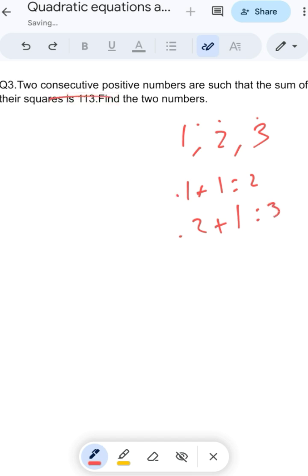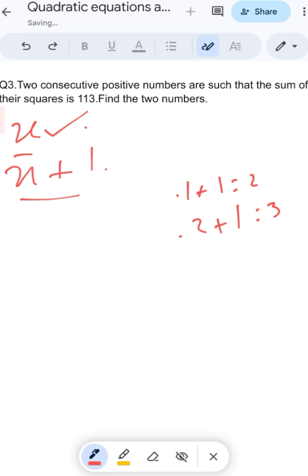Okay, so let's start with the question now. The question says two consecutive positive numbers, they are such that the sum of their squares is 113. The first number is going to be considered as your x. What is going to be your second number? Of course, x plus 1. Because after we add 1 to the first number, that's how we get our second consecutive number, right? So I have got my first consecutive number and then the second one.